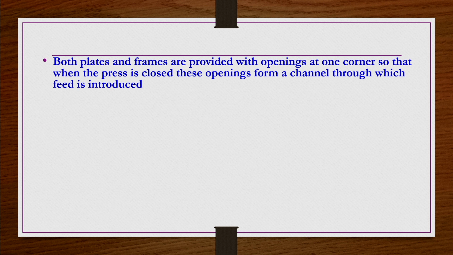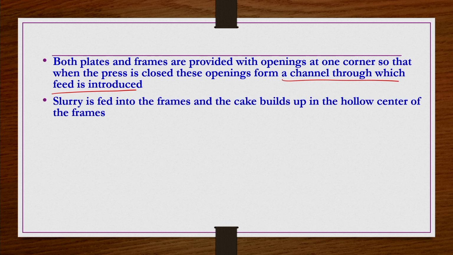Both plates and frames are provided with openings at one corner, so that when the press is closed, these openings form a channel, as I mentioned, through which the feed is introduced. Okay. The slurry is fed into the frames and the cake builds up in the hollow center of the frames. Remember this frame and plate on either side. This design is such that the frame becomes hollow, and the material is coming into this hollow frame.